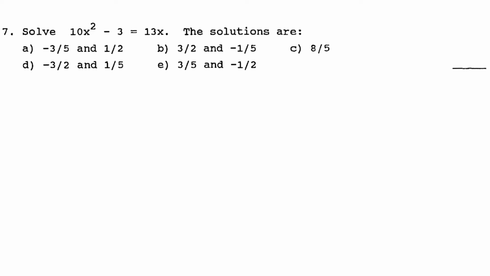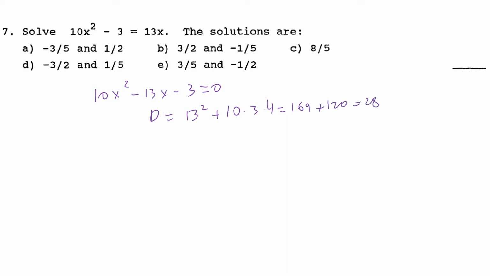Next. Solve 10x squared minus 3 is equal to 13x. All right, so let's move everything to one side. 10x squared minus 13x minus 3 equals 0. Quadratic equation. If you know the quadratic formula, you know everything. 13 squared plus 10 times 3 times 4. That's 169 plus 120. That's 289, which is 17 squared.